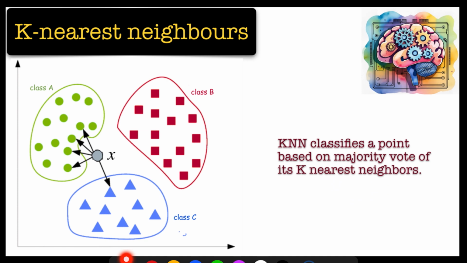KNN classifies a point based on majority vote of its k nearest neighbors. So consider this labeled data set. Here these data points are labeled as class A, these are from class B, these are from class C. We got a new data point. Now let's say k is 5, right? So we are trying to find the 5 nearest points of this new data point. We got 4 from class A and 1 from class C. So the new data point will be classified as class A.